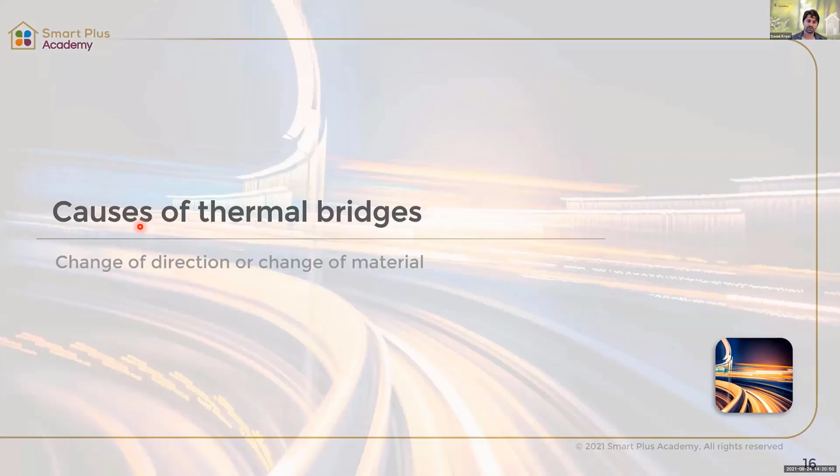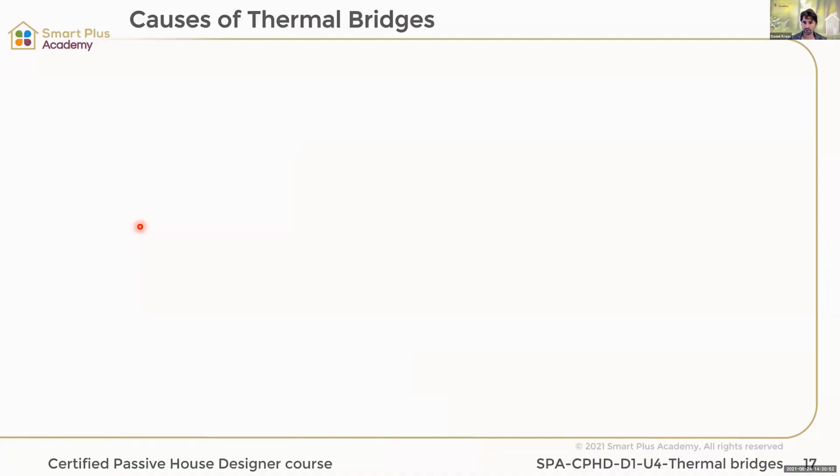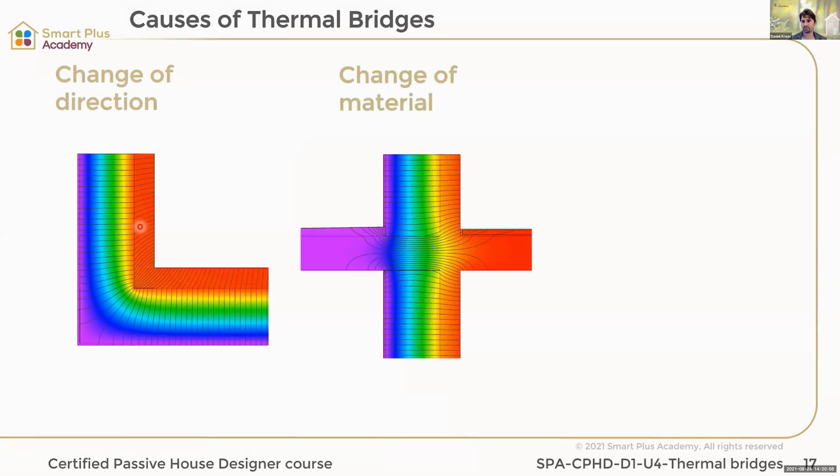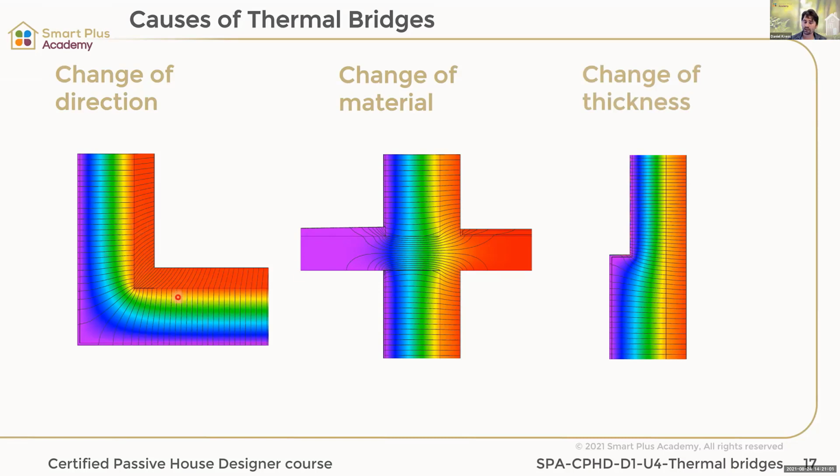Cause of thermal bridges. So what is causing a thermal bridge? It's a change of direction, or a change of material, or just a change of thickness. All of them cause thermal bridges. There is also a combination of the two, where the direction is changing and the material is changing as well, like when it changes from thermal insulation to air. It's probably worthwhile mentioning that as well.